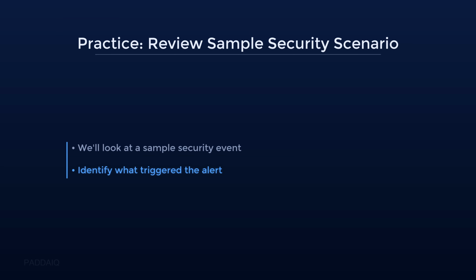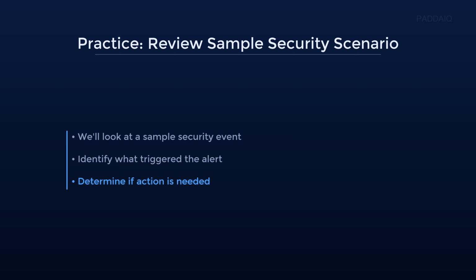Identify what triggered the alert means determining the exact event that activated the security notification. For example, if an employee tries to access a restricted financial report without authorization, that access attempt is the trigger. Understanding this trigger is essential for responding appropriately and preventing future incidents.